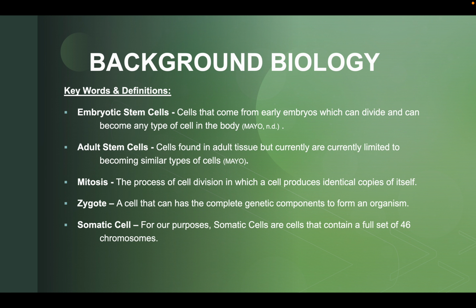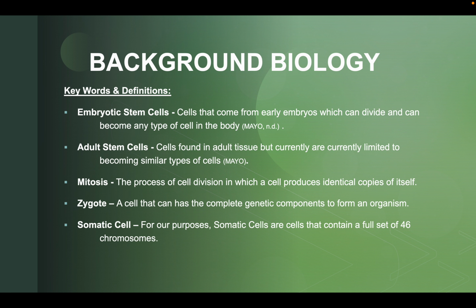Embryonic stem cells are cells that come from early embryos, which can divide and can become any type of cell in the body. Adult stem cells are cells that are found in adult tissues like fat tissues, bone marrow, stuff like that. But currently they are limited to becoming just similar types of cells, which we're going to talk about a little bit later. Mitosis is the process of cell division in which a cell produces identical copies of itself.